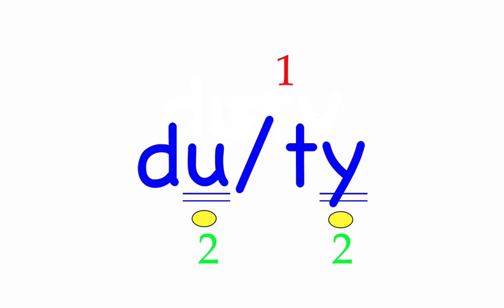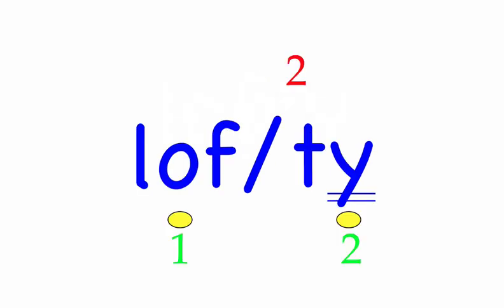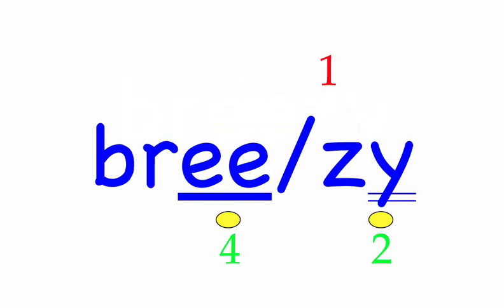Lofty. You have very lofty goals. Lof, three sounds: L, A, F. Tee, two sounds: T, E. Lofty. Mark the word. Row 10, breezy. It is breezy today. Bree, three sounds: B, R, E. Zee, two sounds: Z, E. Breezy. Mark the word.